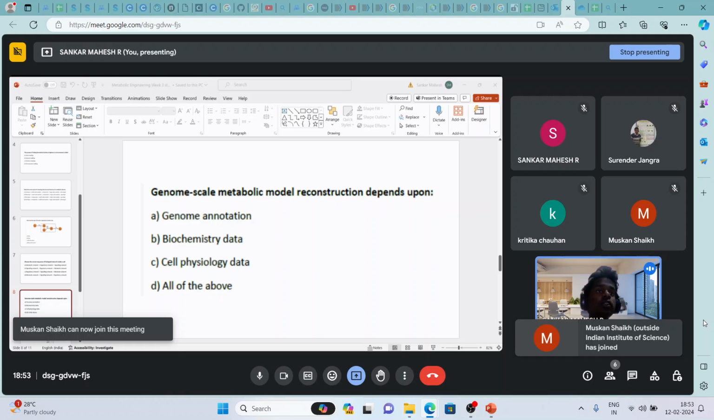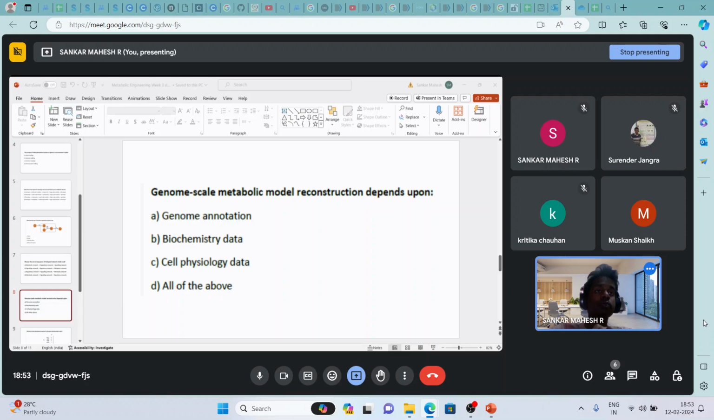Hi, Muskan. Am I audible to you? Yes, sir. So you can introduce yourself. We have other students here as well. Good evening, everyone. I am Muskan Rahman from Mumbai. I am doing metabolic engineering from NPTEL as an elective subject in my college. Thank you.